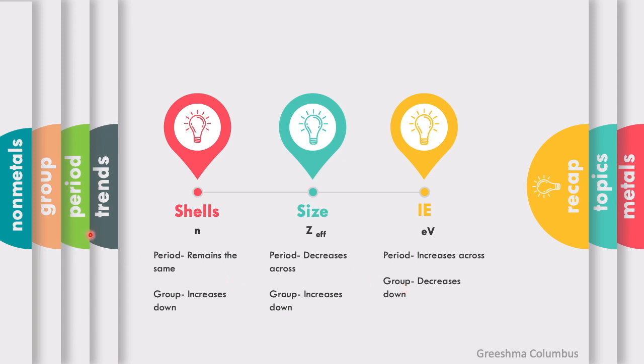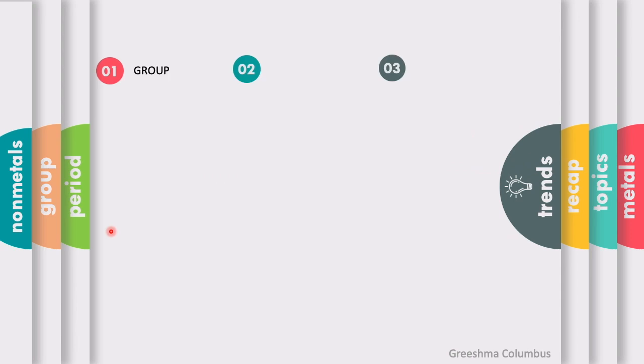Now let's look at the trends in the periodic table. First of all, we will be talking about the trends down the group, second across the period, and in turn the general trend. And currently the trend that we are going to be focused upon is the metallic character. And we are going to use all that we know about the number of shells, the size, and the ionization energy to figure out what happens with the metallic character down the group and across the period.